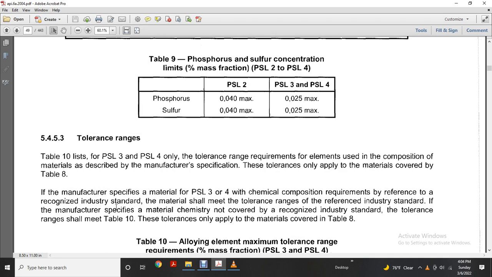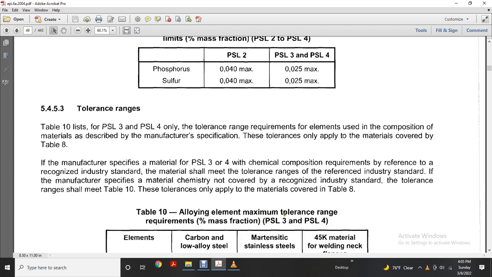For level 3 or 4 chemical composition requirements by reference to the recognized industry standard, the material shall meet the tolerance range of the reference industry standards, or the manufacturer specified material chemistry that does not cover the recognized industry standard shall meet the tolerance range of Table 10. These standards not only apply to the materials covered in Table 8.